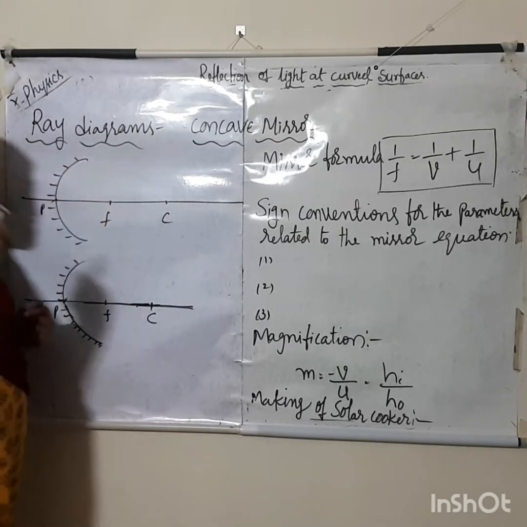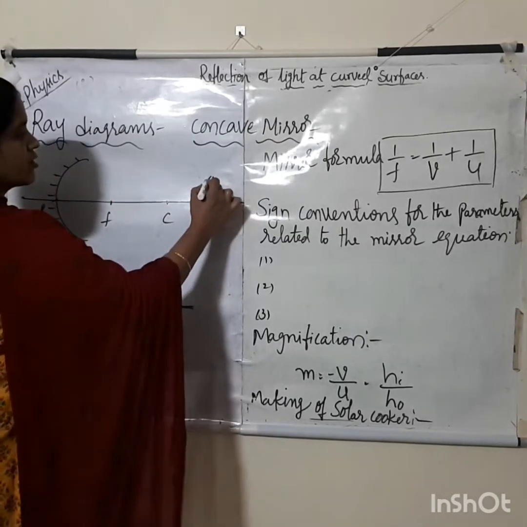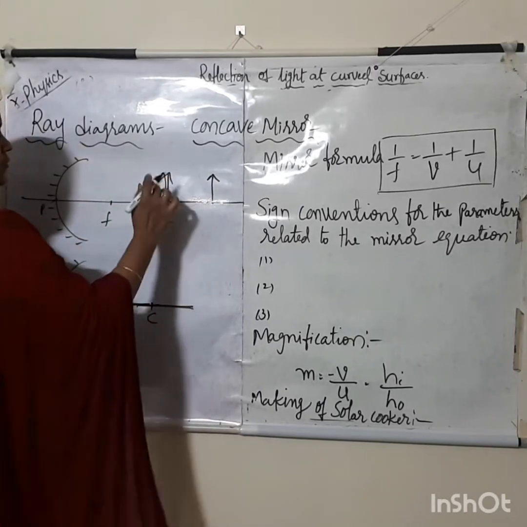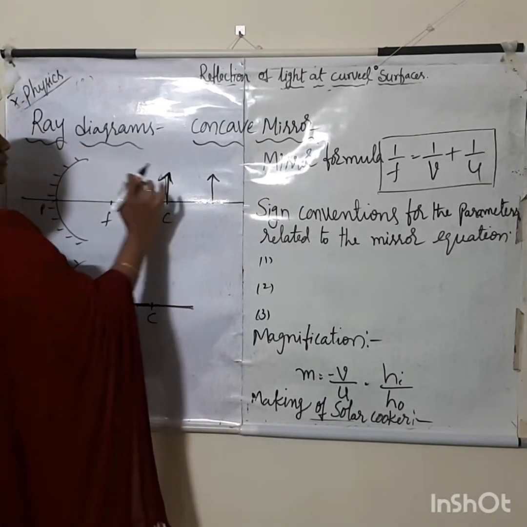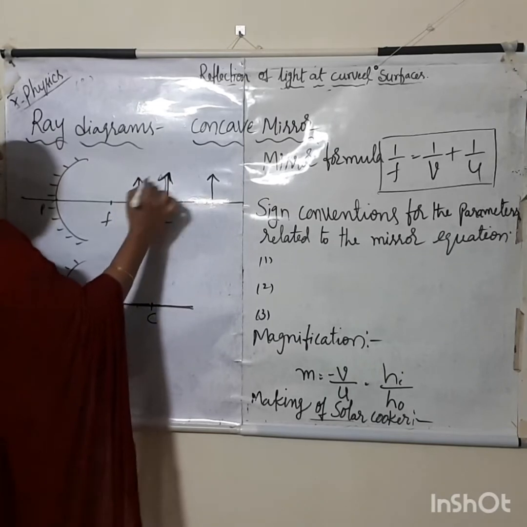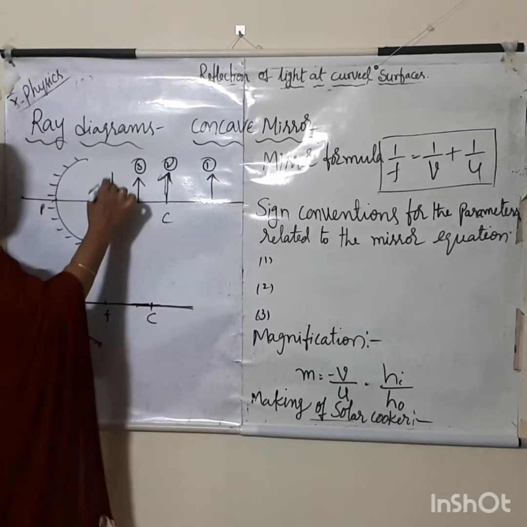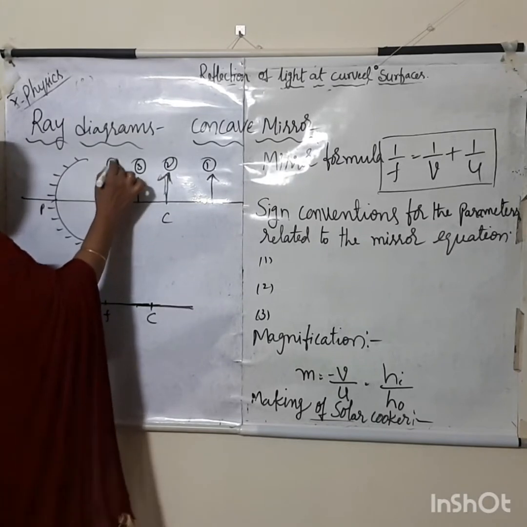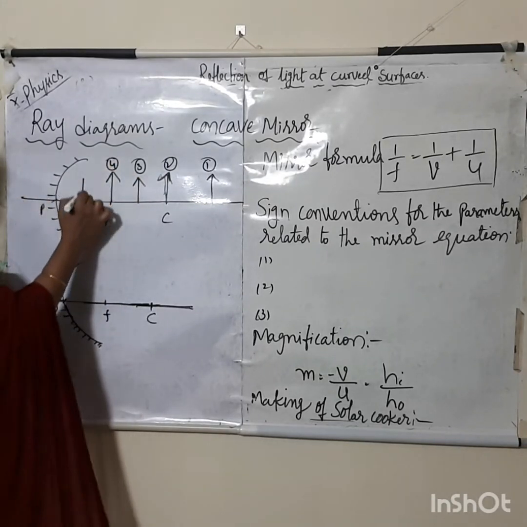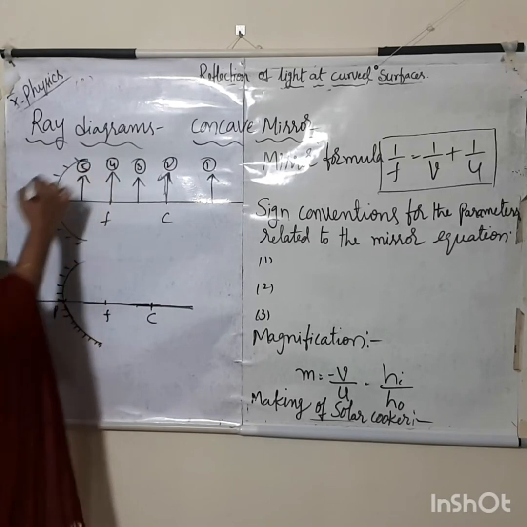And we have the 5 conditions. When you place an object beyond C, at C, and in between F and C, this is condition 1, condition 2, condition 3, and when you place an object at F, and when you place an object in between P and F. So these are the 5 conditions.